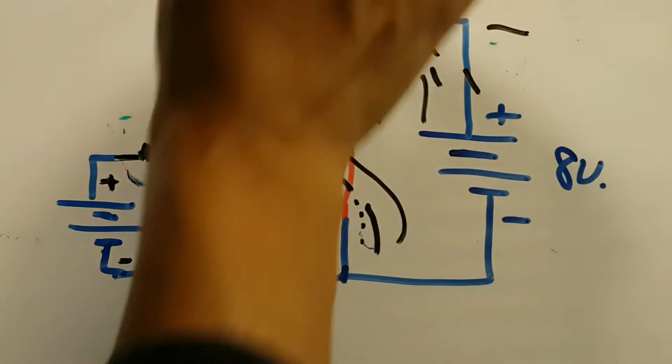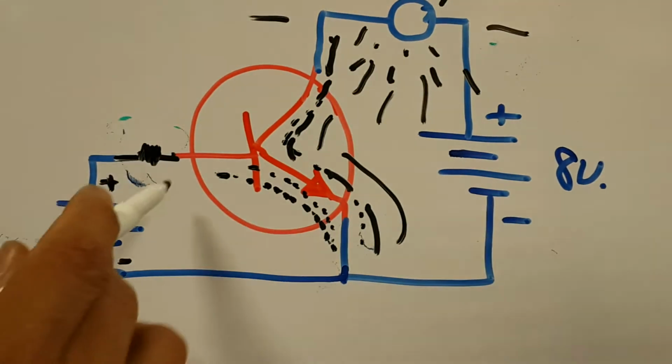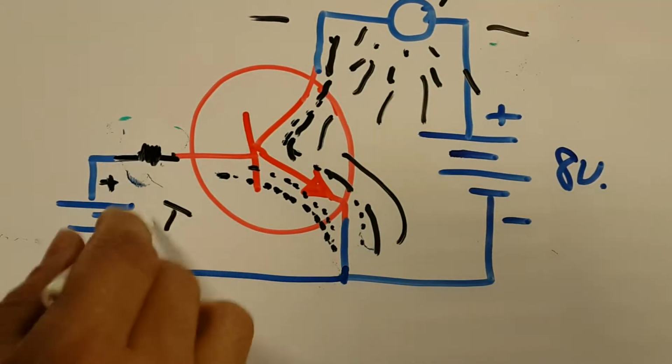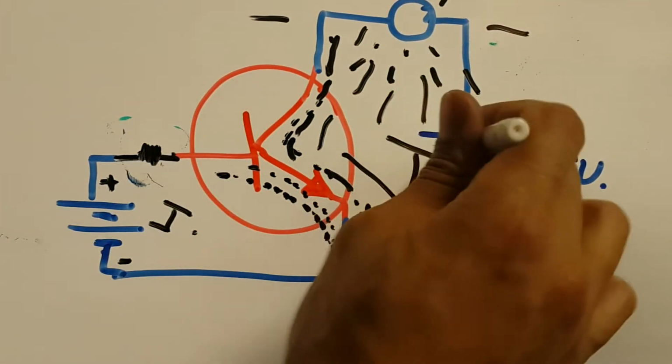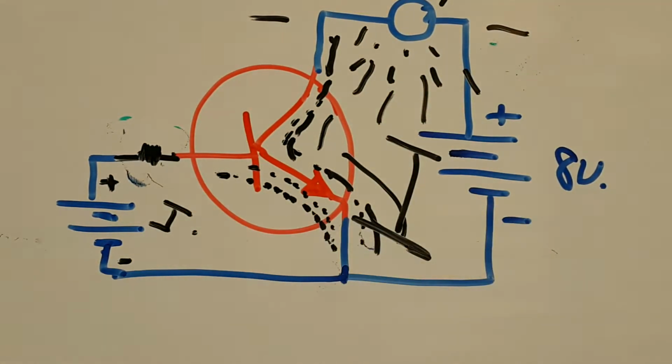So with a little bit of current in here, and I'm just going to make a small i, I'm controlling a very large amount of current over here. So yes, you can say that I'm using the transistor as an amplifier. And that's one of the main things that transistors do.